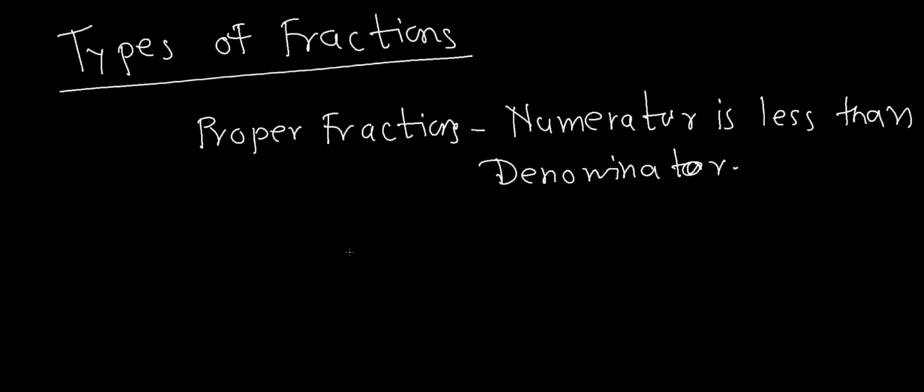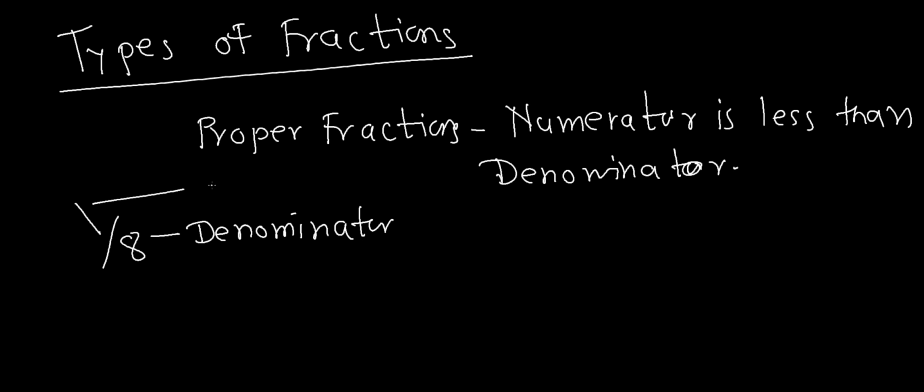So what is numerator and denominator? Let's say this is 1 by 8. The base part is known as the denominator, and the upper part is the numerator. So proper fractions are such fractions in which the numerator is less than the denominator.